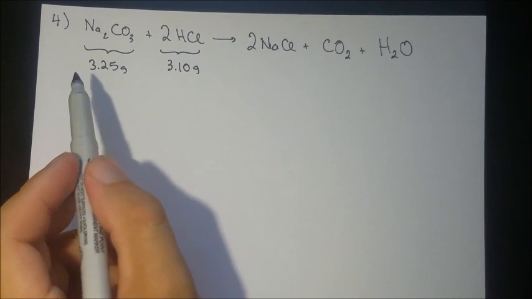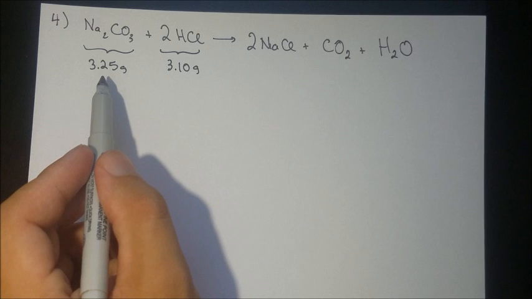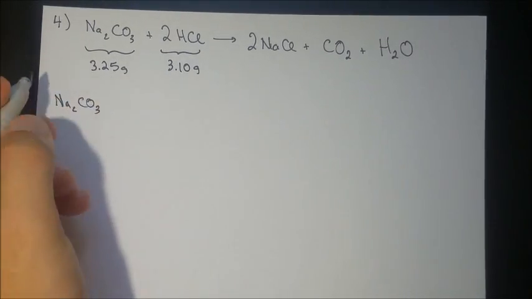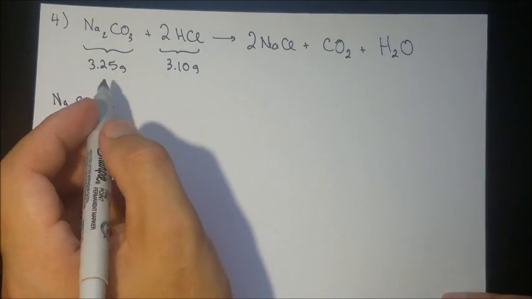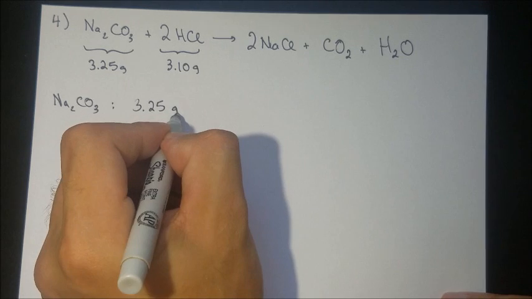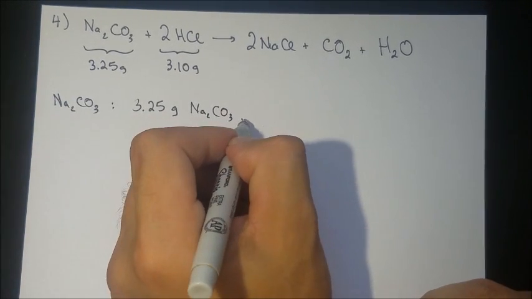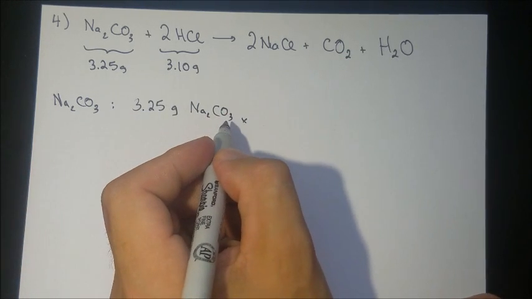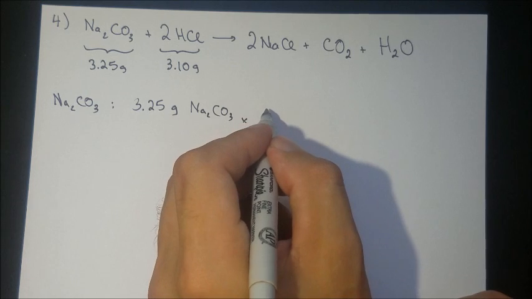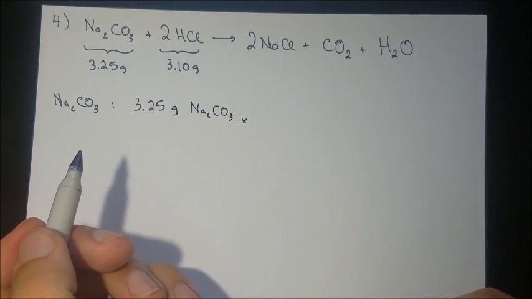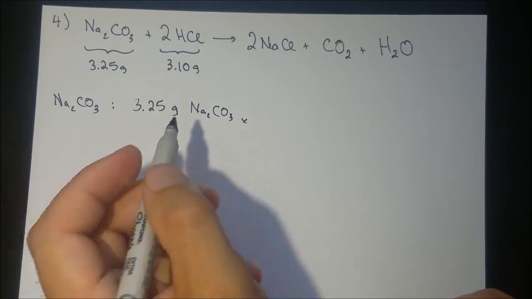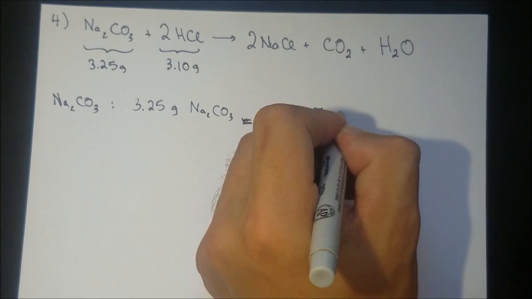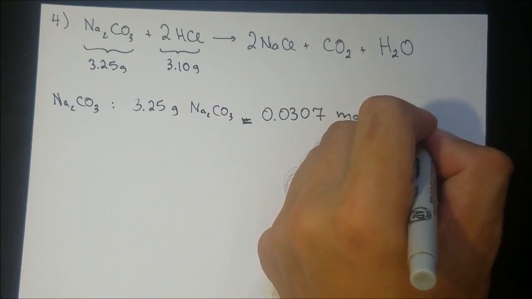So the first step to doing a problem like this is determining which of these two reactants is going to be the limiting reactant. Let's go ahead and just start with sodium carbonate and see if this one's our limiting reactant. Well, we won't know until we do both of them, but let's just go ahead and do this one. 3.25 grams of sodium carbonate. I'm going to shorten this a little bit in the interest of time, but basically I'm going to make a little shortcut where I would say for every 1 mole of sodium carbonate I have a certain number of grams, and I would just calculate that from the periodic table. So I'm going to say this equals 0.0307 moles of sodium carbonate.